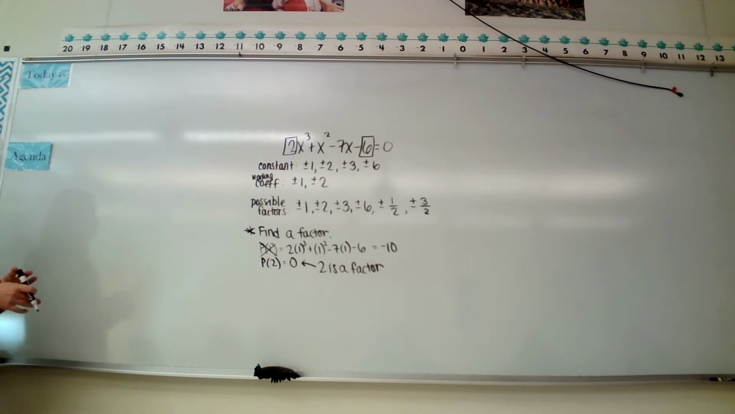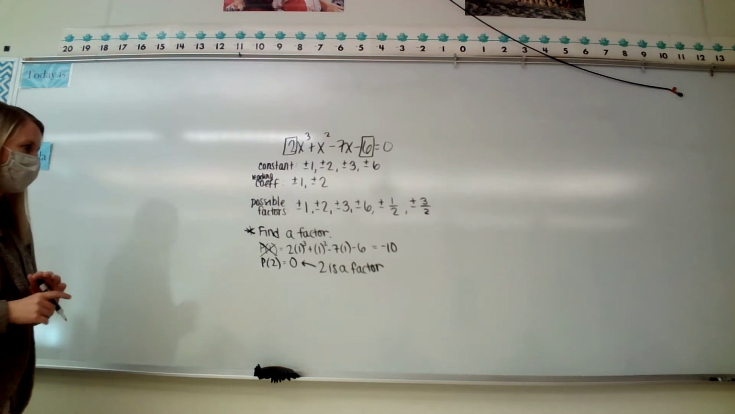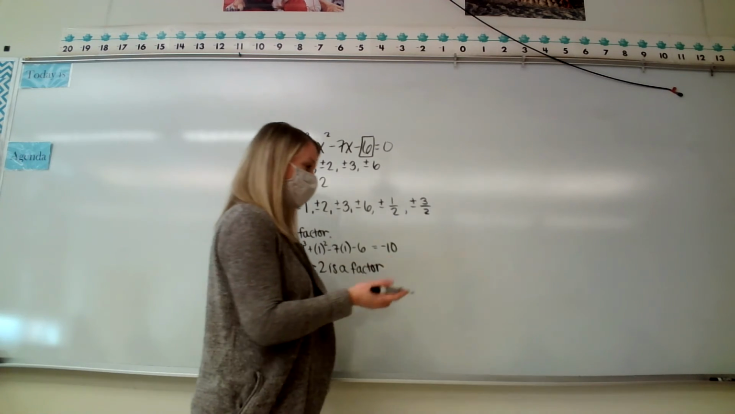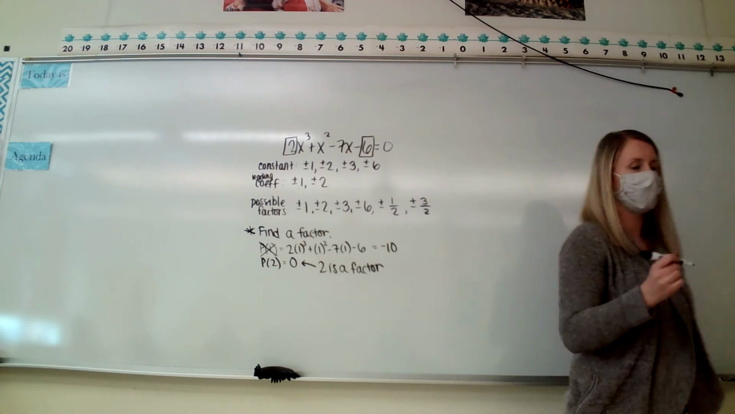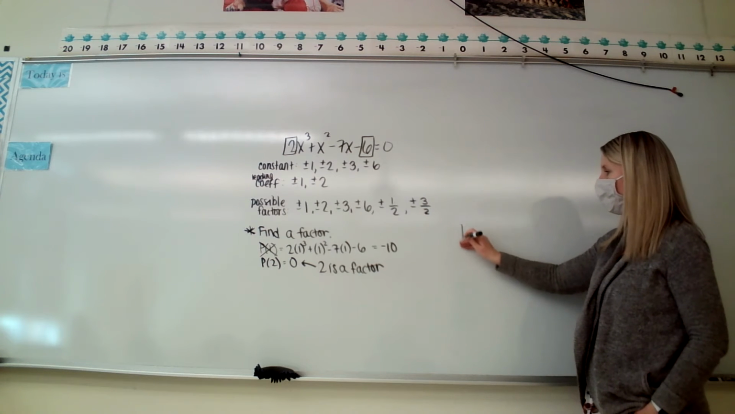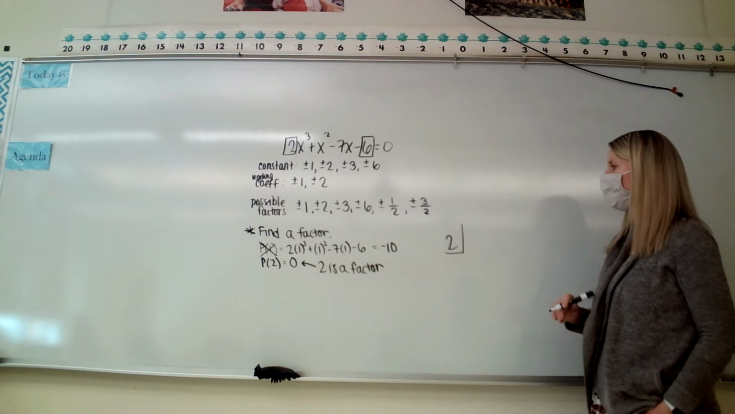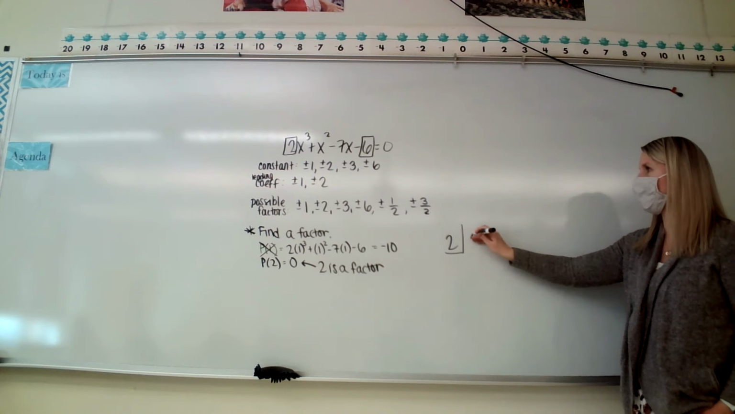So once you know a factor, now we can do synthetic division because we know for a fact that is a factor. So I'm going to do synthetic division using that root of 2. I'm going to take my original coefficients.